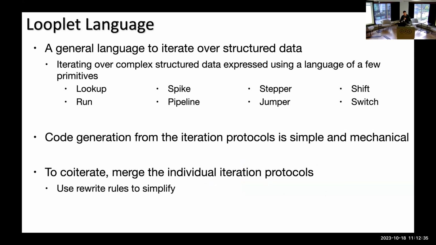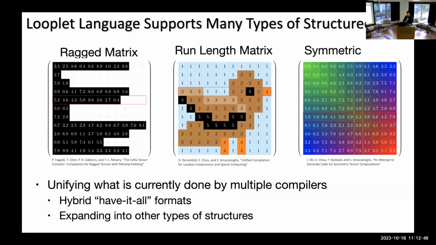Also, to co-iterate more than one array, we merge the individual iteration protocols. And for high performance and simpler code, we use rewrite rules here. So looplet language can generate very sophisticated arrays and structures, like ragged matrix, run-length matrix, symmetric, and so on.